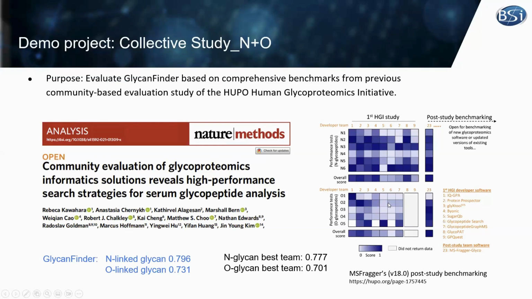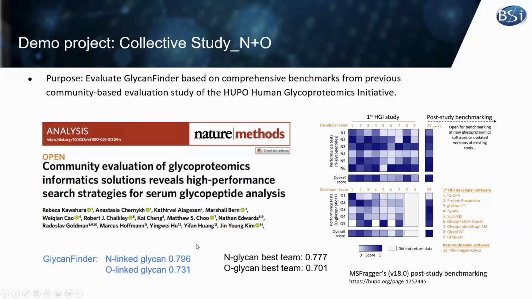And they employed a number of different criteria that score the accuracy and sensitivity of both N and O glycan identification. And so the same sample was run across all platforms and from all users. And then the authors of the HGI study scored the results based on these criteria. So we participated in the post-study benchmarking.